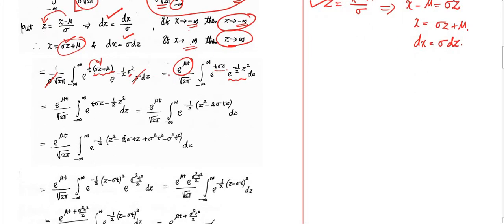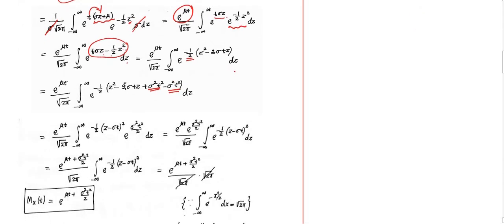The next step, I am taking the powers here, e power t sigma z minus 1 by 2 into z square into dz. That is equal to e power mu t divided by root 2 pi. We can take minus 1 by 2 common in the power, so this will be minus 1 by 2 into z square minus 2 sigma tz into dz. This also we cannot integrate easily. So I am just adding and subtracting sigma square t square here, which means the first three terms will be in the form of z minus sigma t whole square. Actually, this is very important in this derivation.